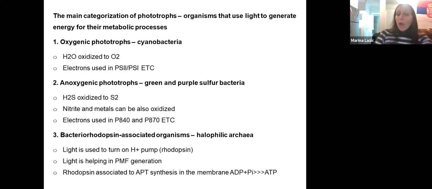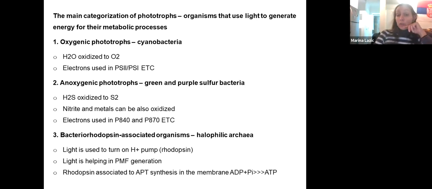Okay. So now I will give a mini summary, which I titled here main categorization of phototrophs. Phototrophs are organisms that use light to generate energy for metabolic processes. Oxygenic phototrophs, or cyanobacteria: in this case, we see water oxidized to oxygen and electrons used in photosystems 2 and 1, which are electron transport chains. You have anoxygenic, no oxygen, phototrophs, which are green and purple sulfur bacteria, and they have hydrogen sulfide oxidized to sulfur, and nitrates and metals can also be oxidized, so not just sulfur. And electrons are used in different photosystems, which are also electron transport chains, where the 870 photosystem has cyclic photophosphorylation, with electrons traveling from cytochrome back to the reaction center.